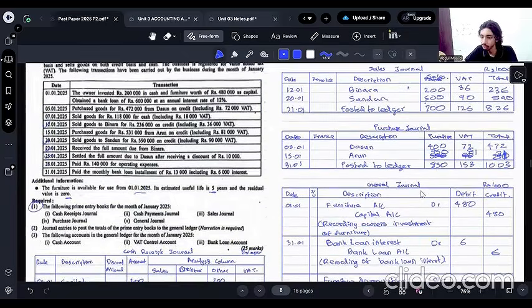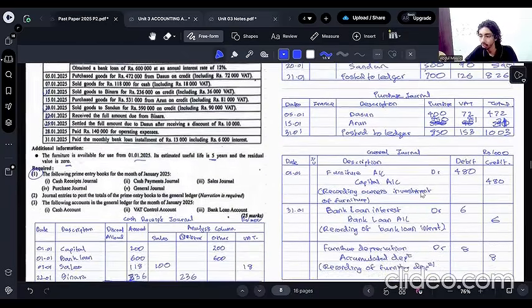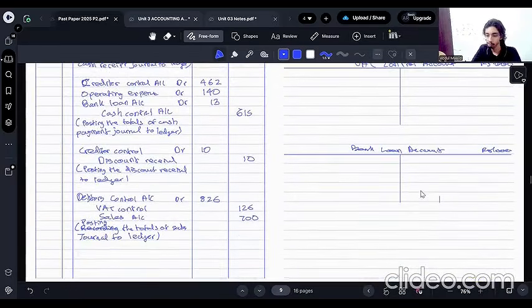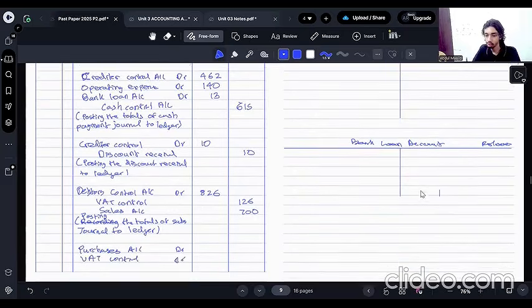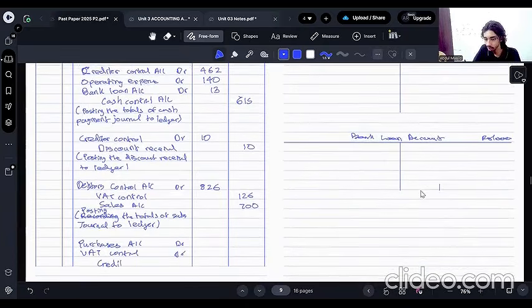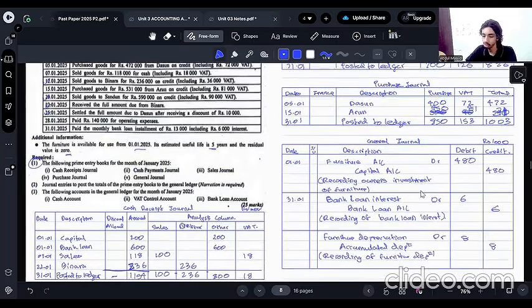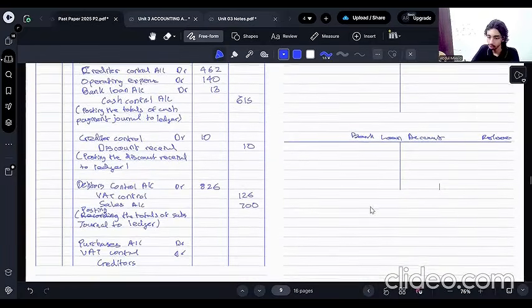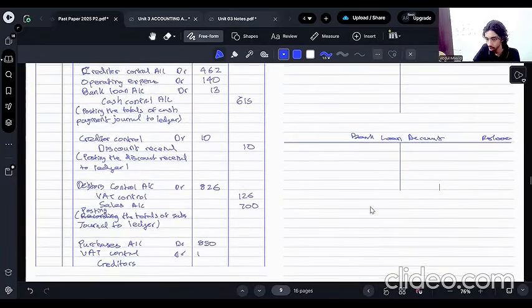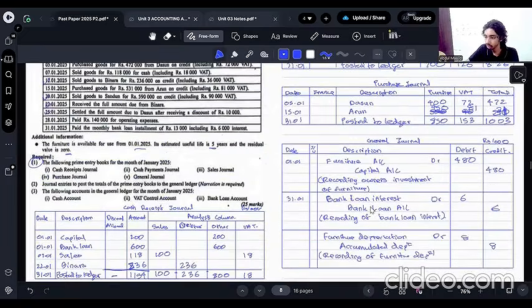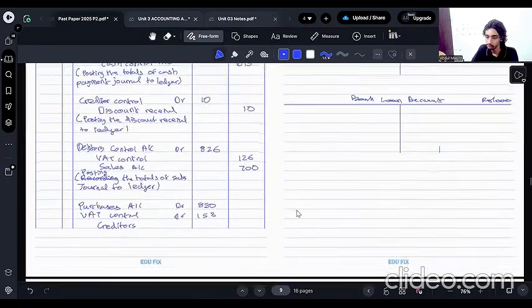Finally, the purchase journal. You have to record it like this. Purchases is an expense, so purchases will be debit. Purchase VAT is an asset, so VAT control will be debit, and the total amount will be credited to the creditor's account. Creditor is a liability. So purchase 850, VAT 153. Total amount you will credit to the creditor 1003.